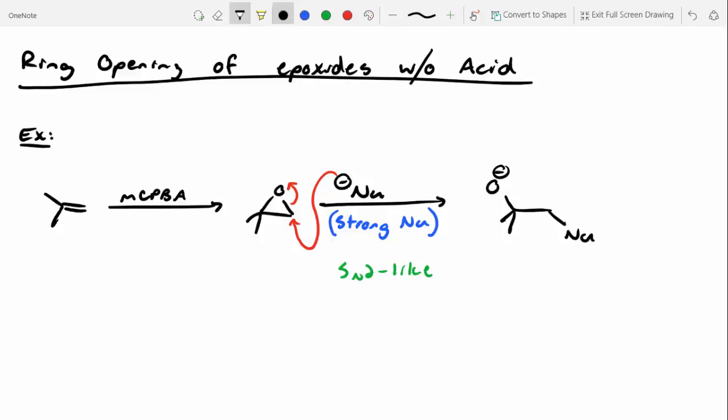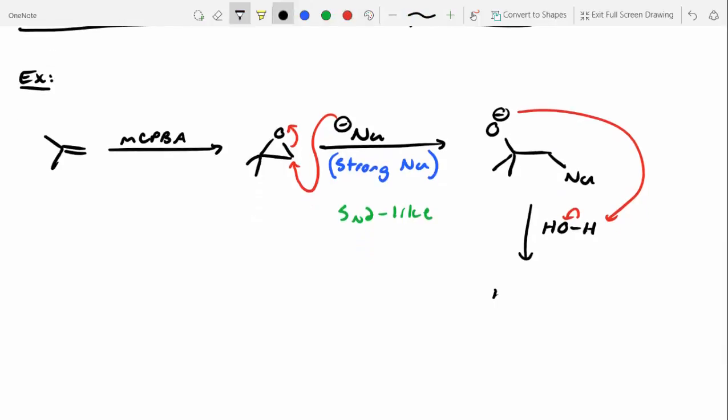And we've got this oxygen with a negative charge, so we've got an alkoxide. What do you think the last step is? Yeah, we're going to quench this with some sort of acid. We can even use water as a weak proton source. So now we've got our alcohol that is adjacent to our nucleophile, and we've got our final product.